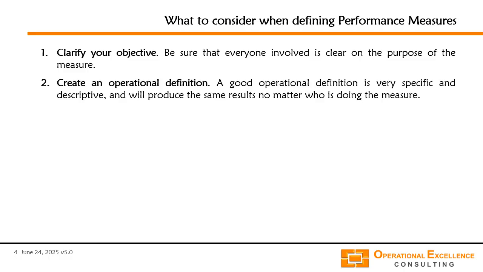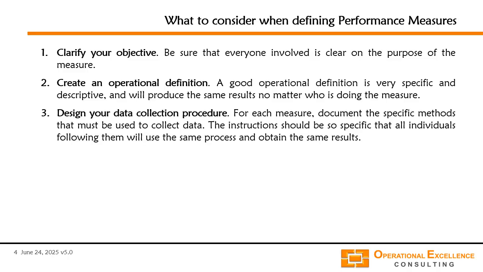Second, we need to create an operational definition of that metric. A good operational definition is very specific and descriptive, and will produce the same results no matter who is doing the measure. Third, we need to design a clear data collection procedure. For each metric, we need to document the specific methods that must be used to collect the data used for that metric. The instructions should be so specific that all individuals following them will use the same process and obtain the same results.